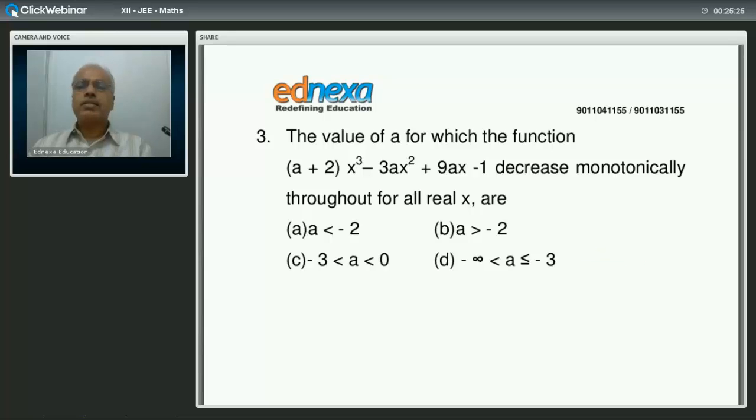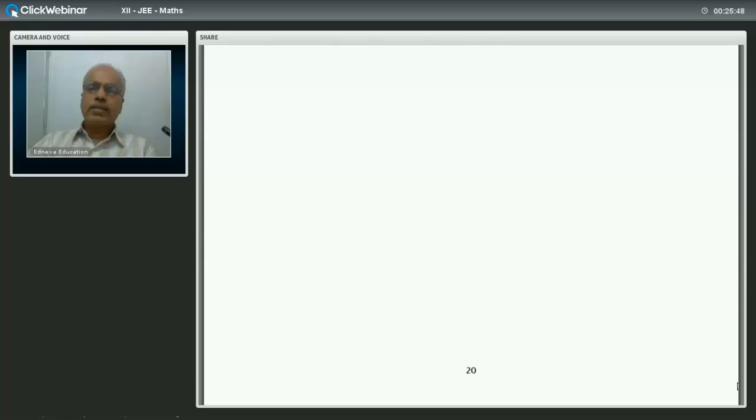Let us look at this. This is the function where the constants and coefficients are defined in terms of a, and we have to find out, it has to be decreasing throughout, which means for all real values of x, what should be the value of a. Let us see how we handle this.